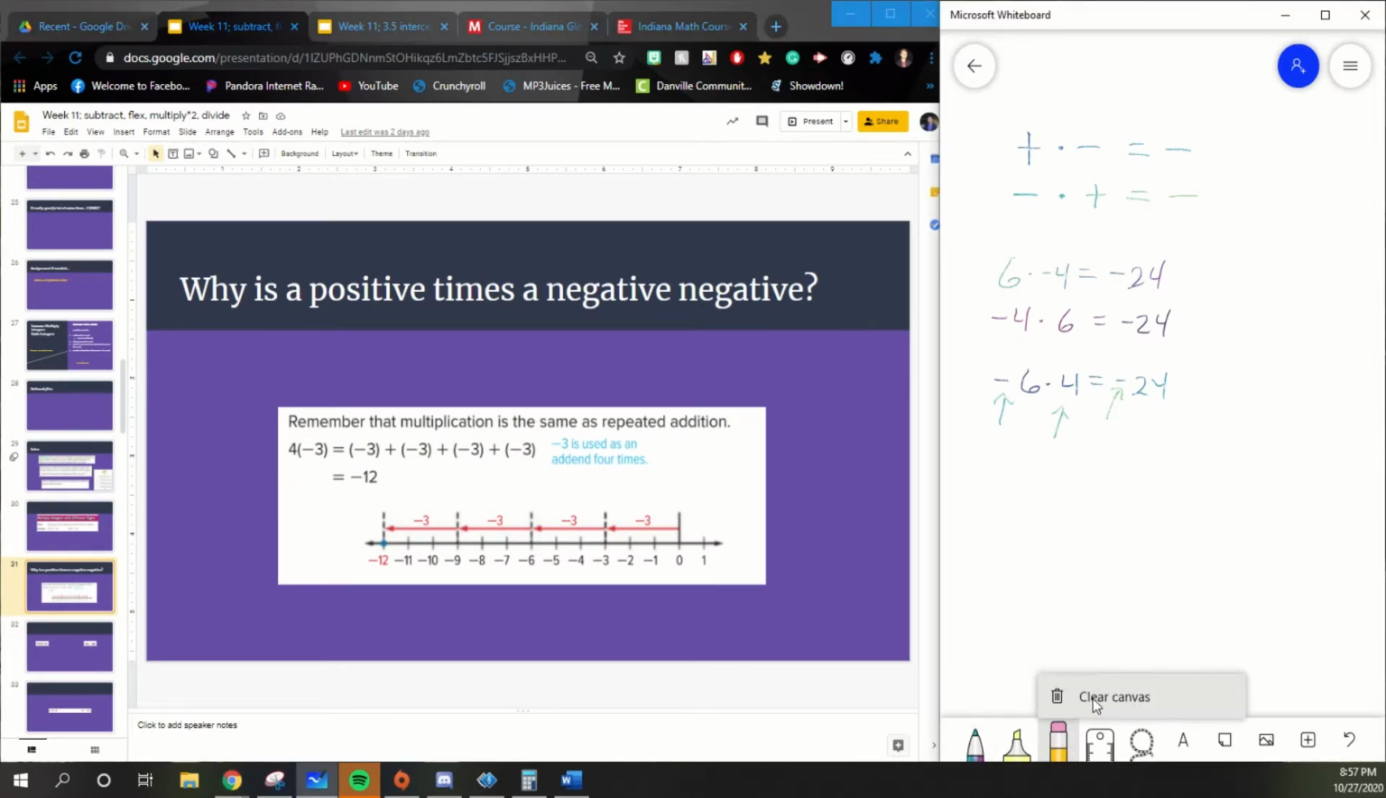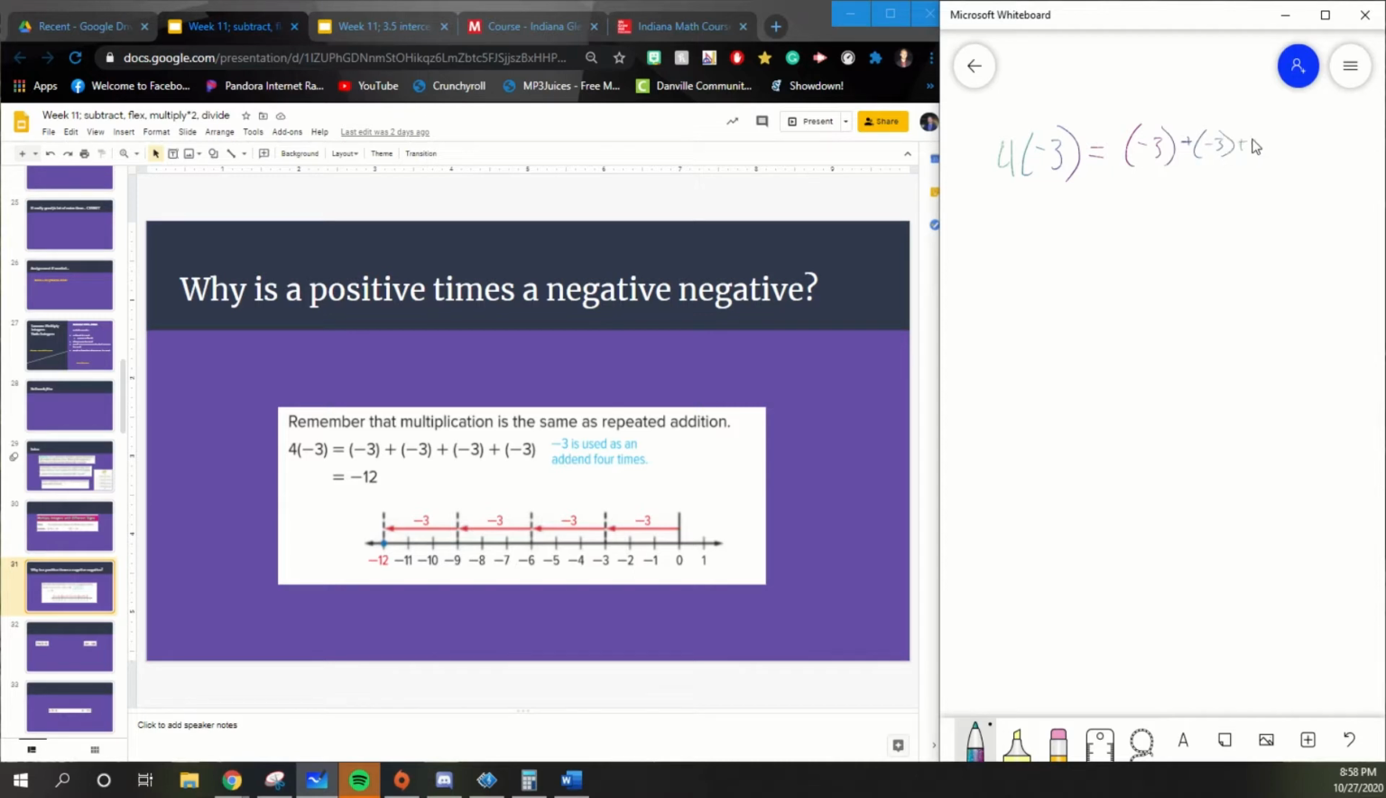Why is a positive times a negative a negative? It's because we're repeating negatives multiple times. So if I gave you 4 times the -3, just like our example problem, I'm saying I have 4 -3s. So I'm saying -3 plus -3 plus -3 plus -3. So of course my answer is going to be negative. It's going to be -12 because I'm getting farther and farther to the left on my number line.